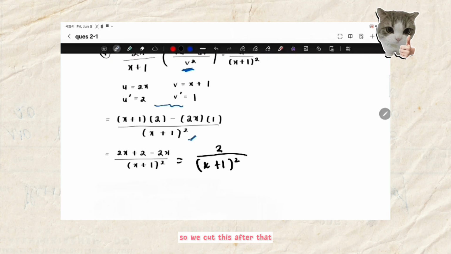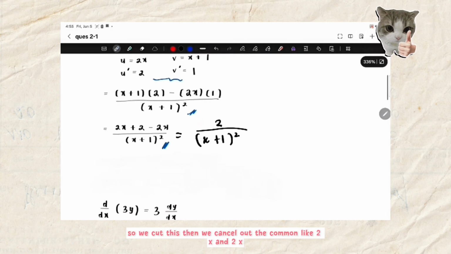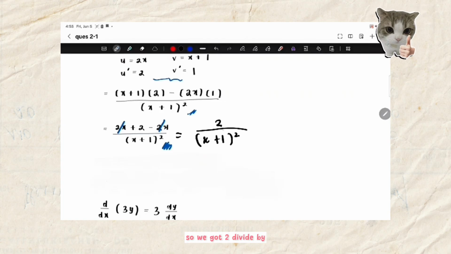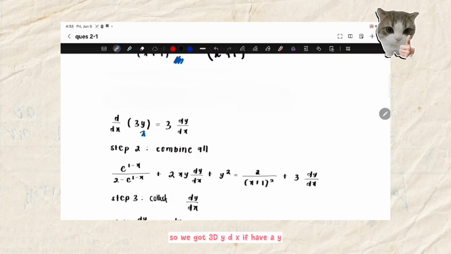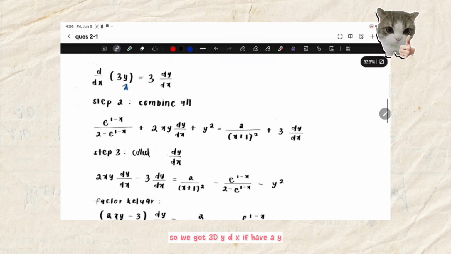So we got this. After that, we simplify it by expanding the multiplication. So we got this. Then we cancel out the common terms, like 2x and 2x. So we got 2 divided by (x plus 1) to the power of 2. The second term is 3y, so we got 3 dy/dx. If we have a y, we need to put it like this.